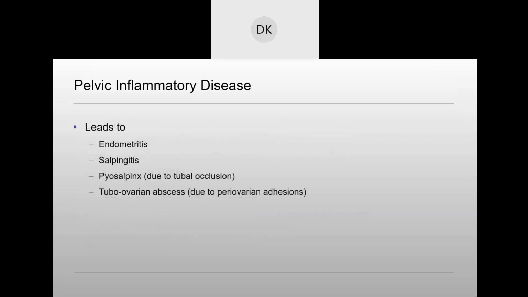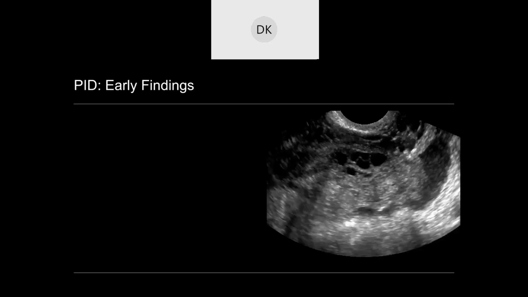So what will happen is you'll get inflammation of the endometrium causing endometritis. The tubes will become inflamed, causing salpingitis. That can evolve to pyosalpinx from tubal occlusion, and then ultimately tubo-ovarian abscess from these periovarian adhesions. So I'll show you examples of each of these.